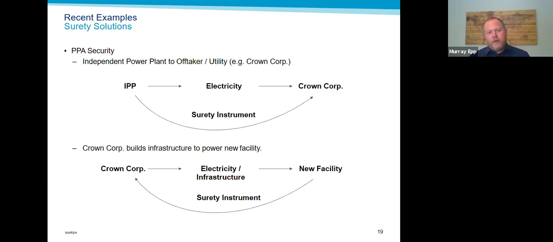And then the other way too, where the Crown Corporation has to build out infrastructure to accommodate a new facility or deliver power to a new facility that's being built. Obviously, they want some guarantees that the build is going to be justified, and so the owner of the new facility can provide a financial guarantee bond to that Crown Corporation, just to guarantee certain volumes of purchasing power.